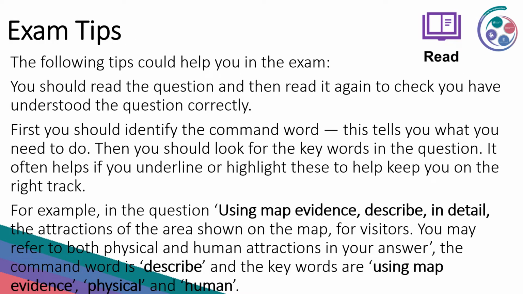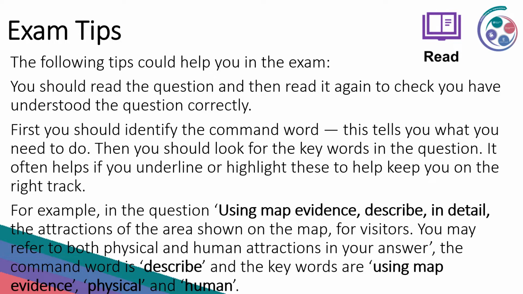So the SQA released their study guide earlier, and in it they released a number of exam tips which they suggested you should follow. Now these are fairly evident ones which I think you'll be aware of already, but just to run through what they're saying, they're asking you to read the question carefully and then check that you've understood it properly. You should identify the command word. This is often in bold type in the questions, and then you should look for the key words in the questions. You can underline or highlight that to help you keep on the right track.